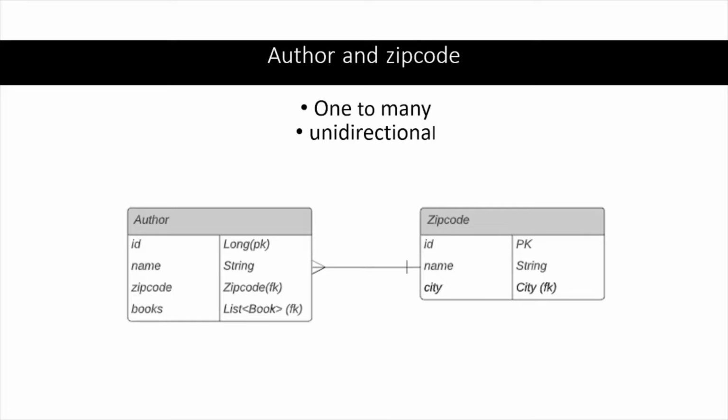The author and zip code entities will have a one-to-many relationship. This means that author can only have one zip code, a zip code can have multiple authors. This relationship is also a unidirectional relationship. This means that author entity has a reference to zip code entity, but zip code does not have a reference to the author entity.